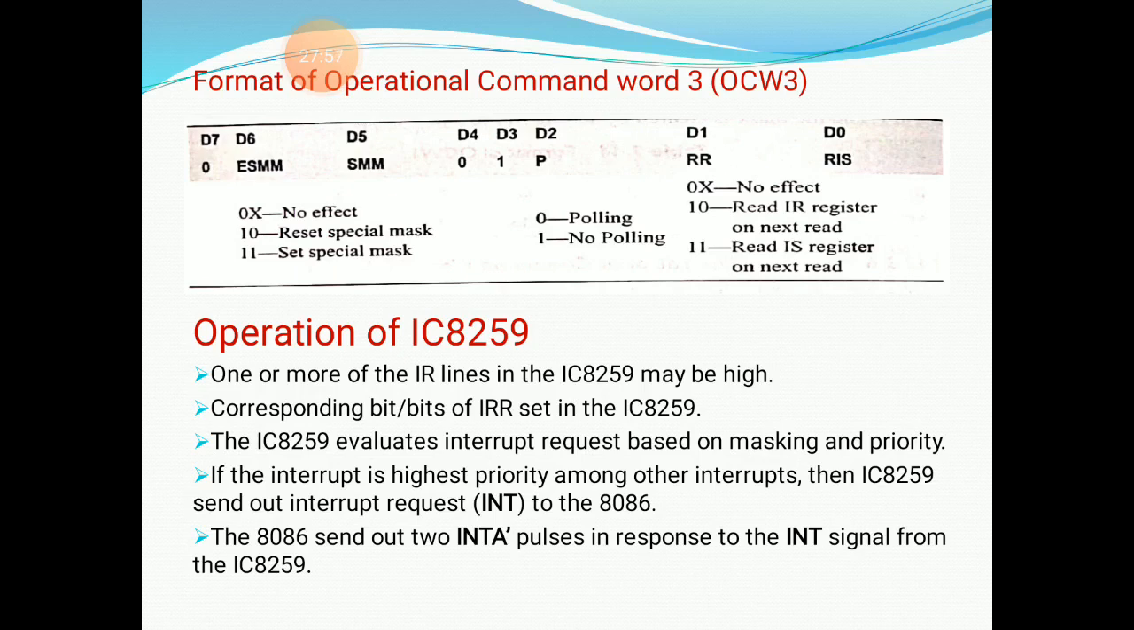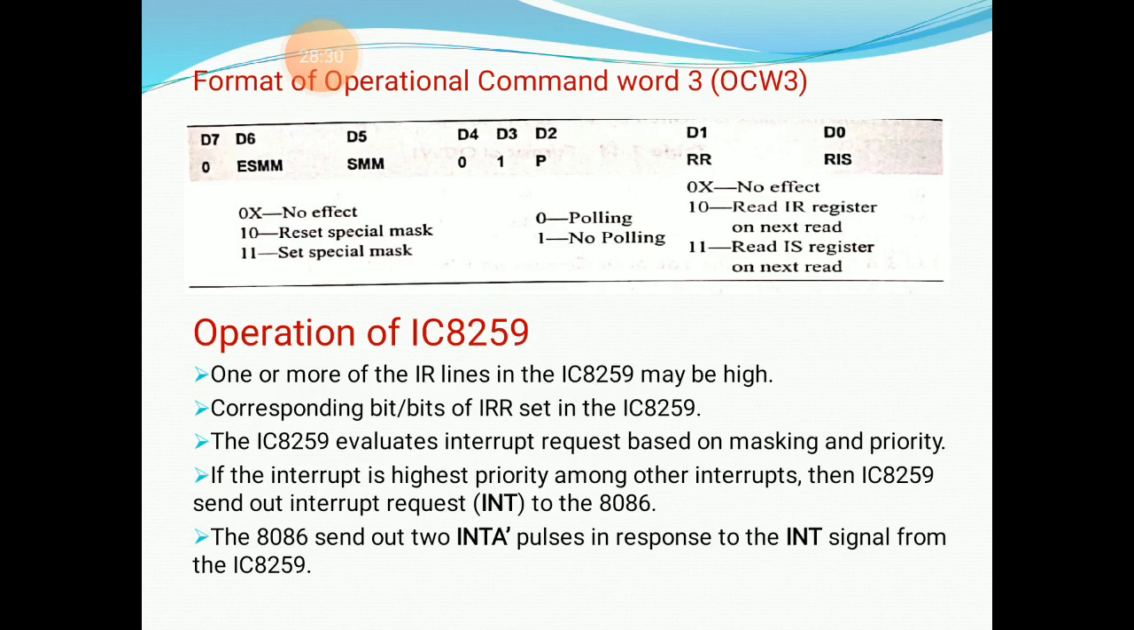So these 3 operational command words are used to perform the operation of 8259 in cascade mode or single mode. So there are 7 command words: 4 initialization command words ICW1, ICW2, ICW3, ICW4, and 3 operational command words OCW1, OCW2, OCW3. Now let us see the operation of IC 8259. In this operation, one or more of the IR lines in the IC 8259 may be high.